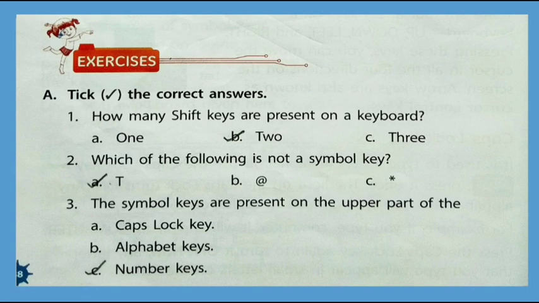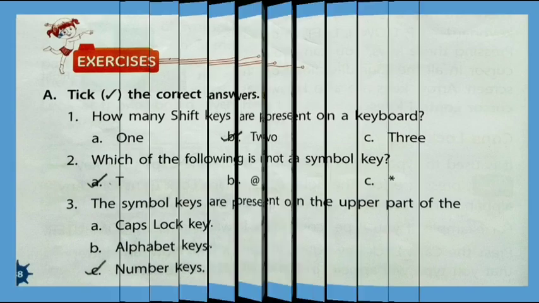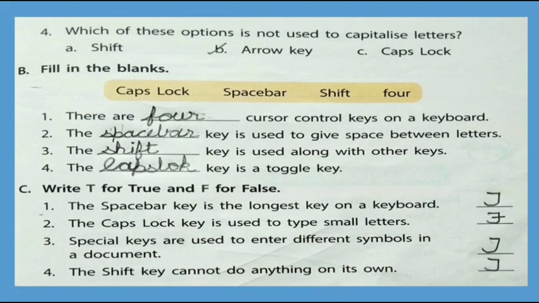Question number 3. The symbol keys are present on the upper part of number keys. Question number 4. Which of these options is not used to capitalize letters? So, arrow keys is an option which is not used to capitalize the letters. Now, fill in the blanks. There are 4 cursor control keys on a keyboard.